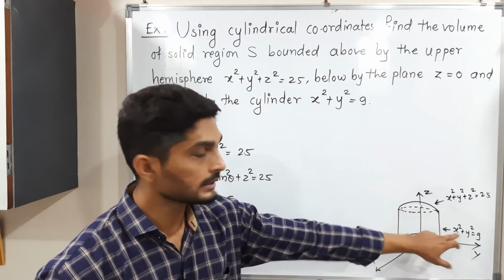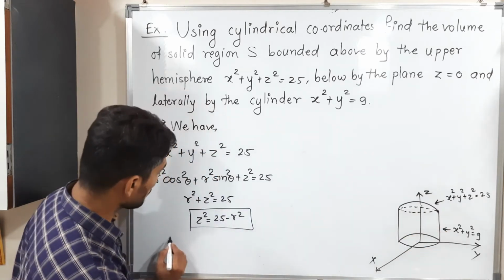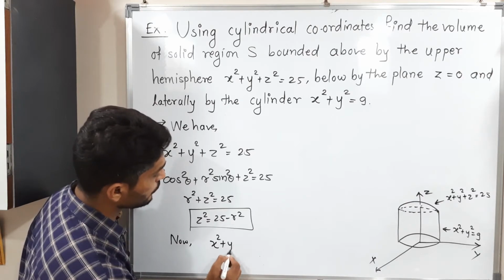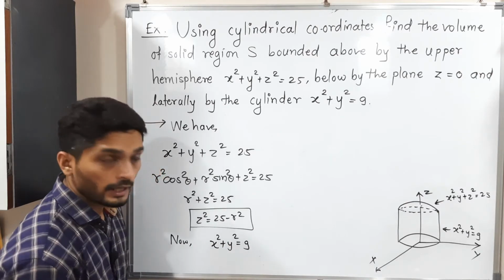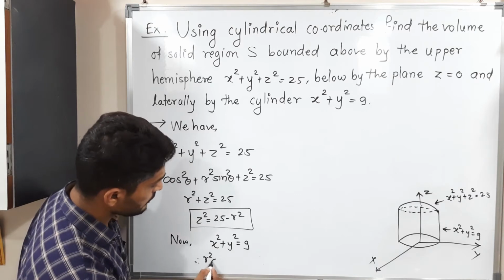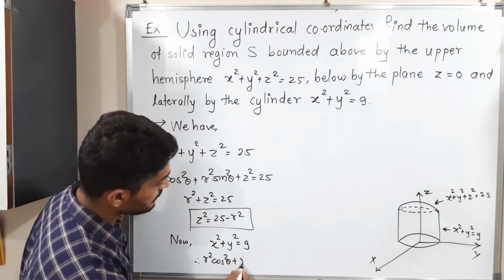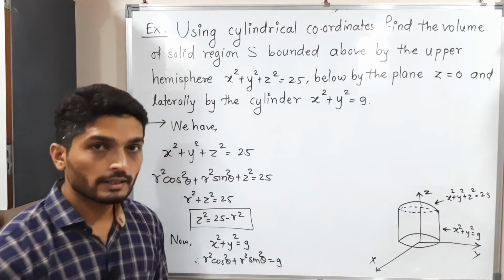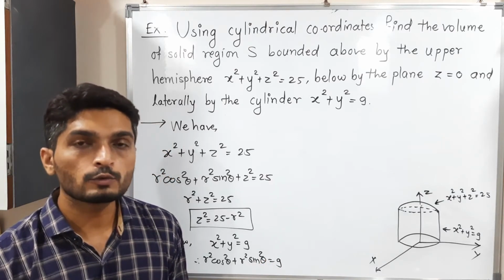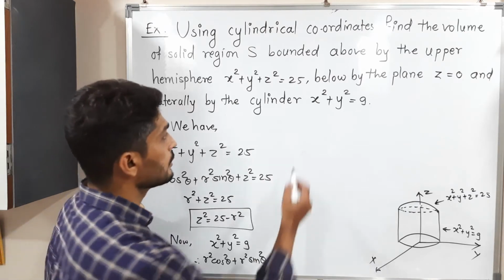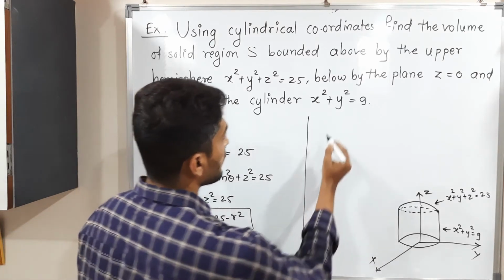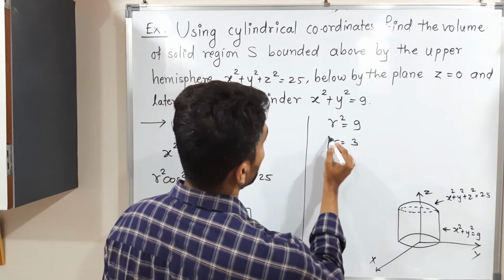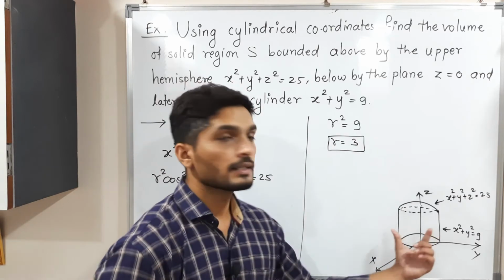Okay. What is the second equation we have? x square plus y square is equal to 9. So, x square means r square cos square theta, y square means r square sin square theta, is equal to 9. Can I take r square common? Yes, obviously. So, cos square plus sin square is 1. Therefore, r square is equal to 9. So, that means r is equal to 3. This is the equation of this cylinder.